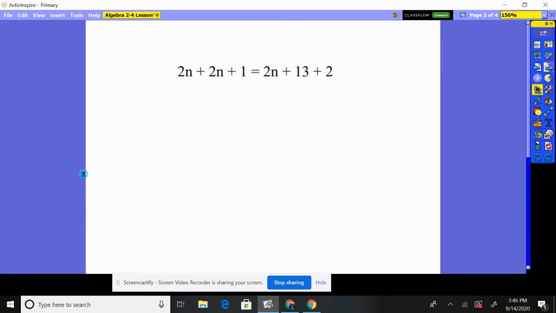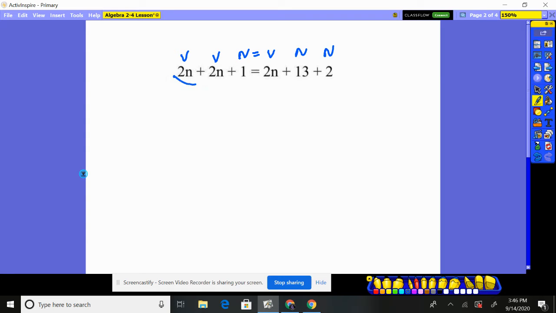So a problem like this, 2n plus 2n plus 1 equals 2n plus 13 plus 2. Well, notice that we have a variable and a number equals a variable plus a number plus a number. Well, before we start moving variables to one side and numbers to the other, let's put things together. It's sort of like I say, grab as many bags as you can before you start taking them inside. So right away, I can go ahead and put these guys together.